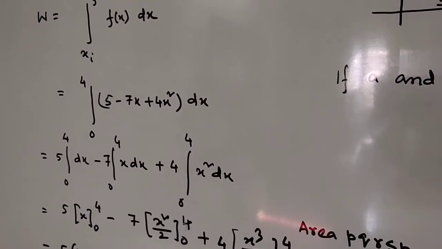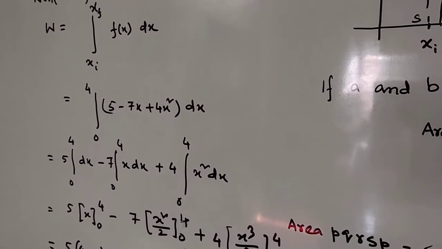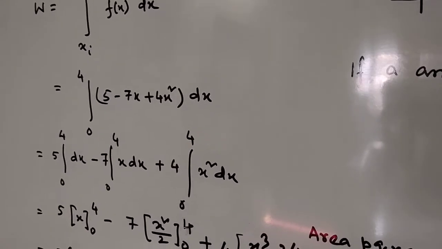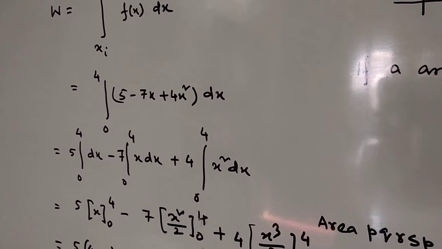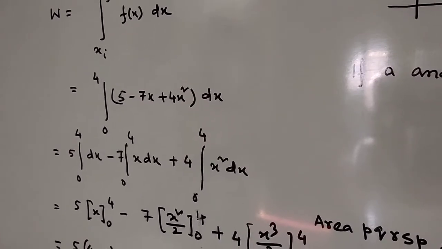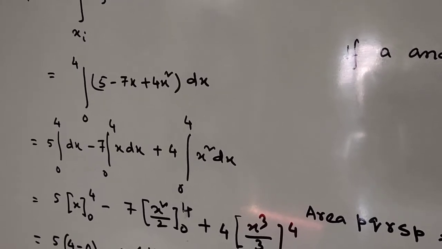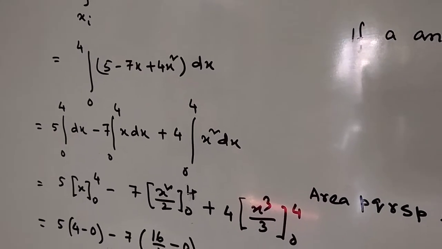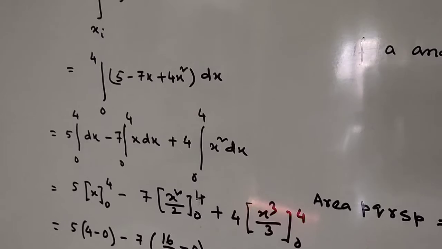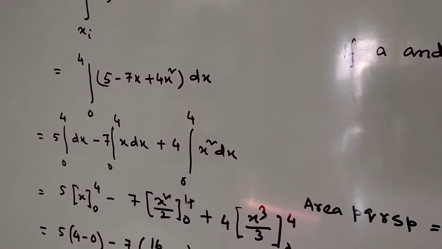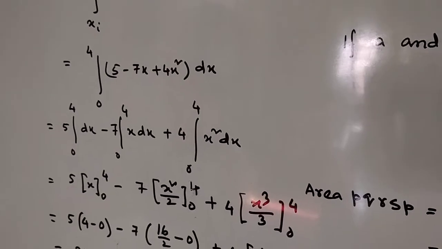Now you have to split up, so 0 to 4: 5 is your constant, so it comes out from the integration symbol, dx; 7 comes out, x dx; 4 comes out, x square dx. This symbol is nothing but your S. S is for summation. If you stretch the end, it becomes your symbol of integration.